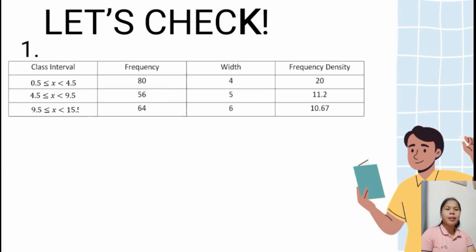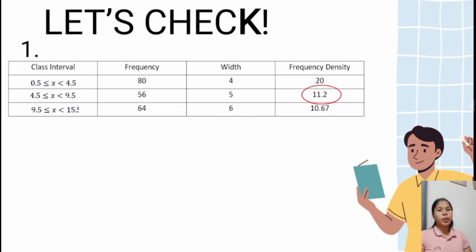And as I said earlier in the discussion, the modal class has the highest frequency density. So here, as we can see, the highest frequency density is the class interval which is x greater than or equal to 4.5 but less than 9.5. So this is our modal class.